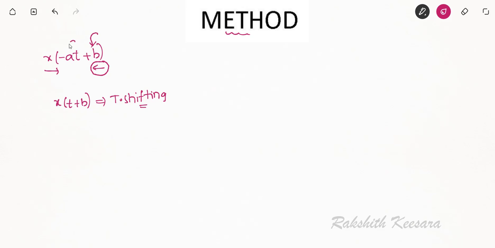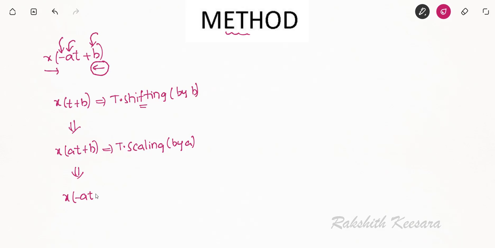Next I need to do time scaling. That is, I need to plot x of at plus b. Time scaling by a. This is time shifting by b. Next I need to perform time reversal. That is, I need to plot x of minus at plus b. This is time reversal.